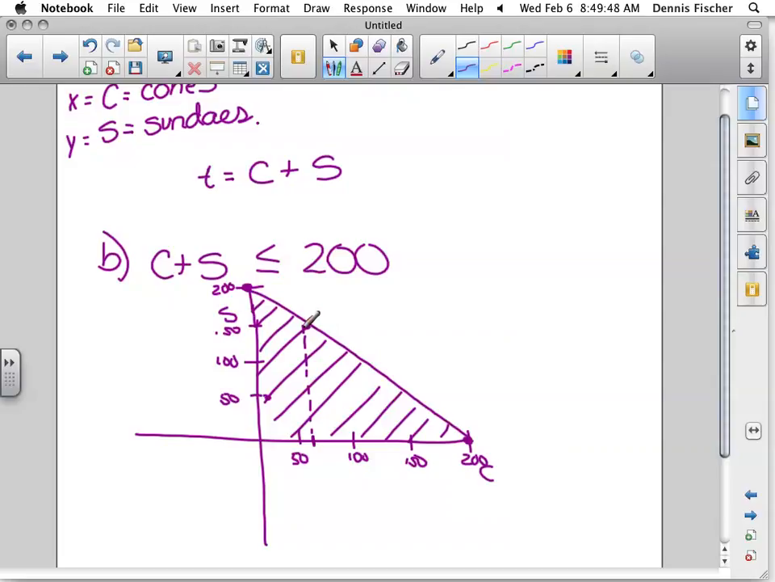How do I know that? Because 60 plus 140 is 200, right? What would the 140 represent? Number of sundaes, because cones and sundaes have to add up to 200, correct? So that's what we're looking for here. Therefore, part D on this one is to go up and find the value here and say it's 140 sundaes, and that's kind of what we're looking for.